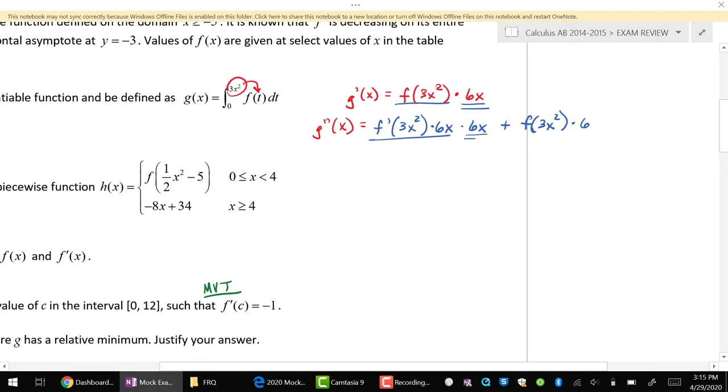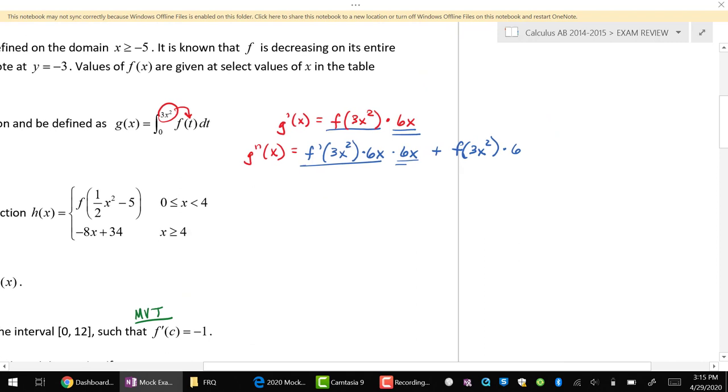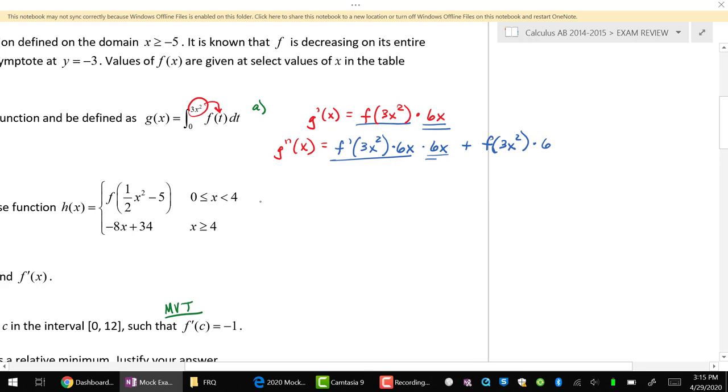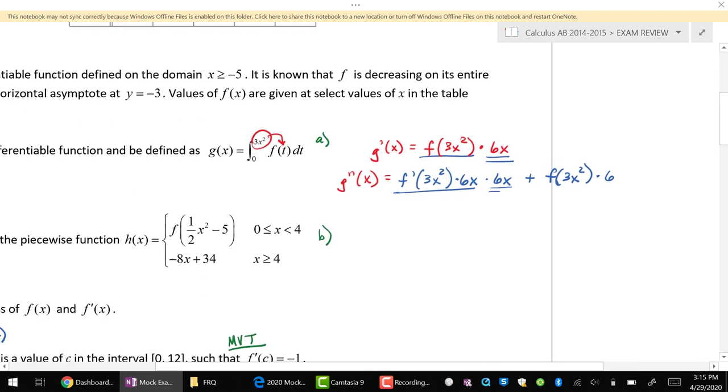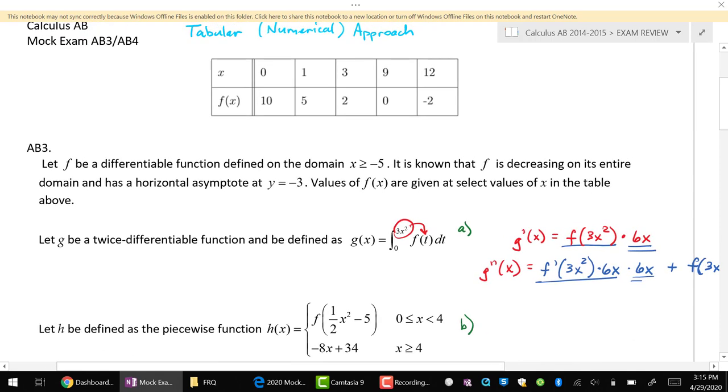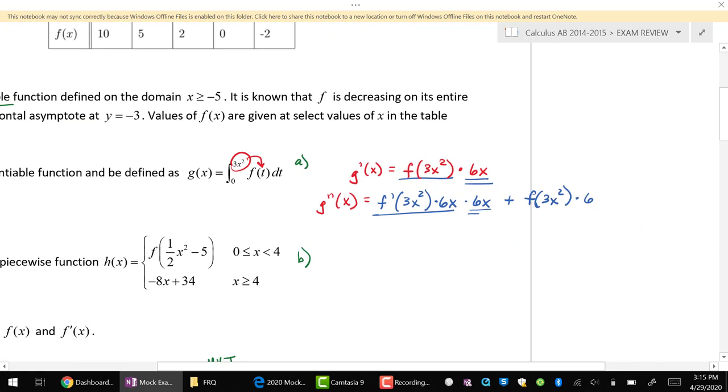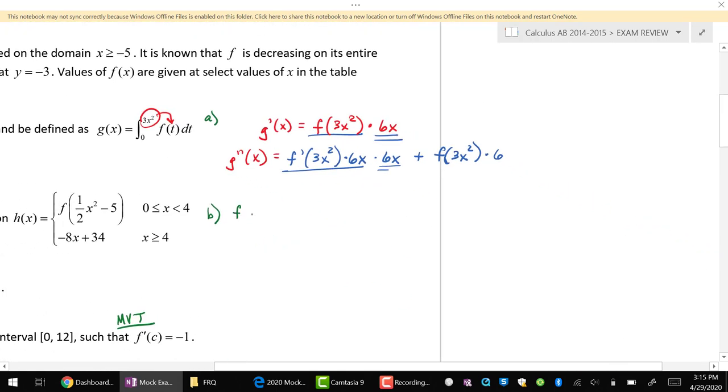Now, we can't use MVT before we first establish continuity and differentiability. By the way, this was part A. Here's my work for part B. So let's see, is function f continuous and differentiable? Well, it says in the beginning here that f is differentiable. And if it's differentiable, the function must also be continuous. Let's write that down first. f is a differentiable, and therefore continuous function. Differentiability implies continuity. So now I can actually use MVT.